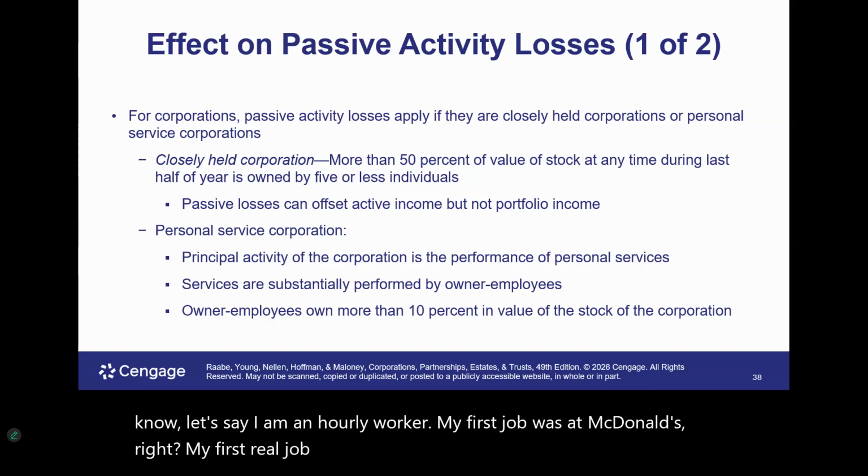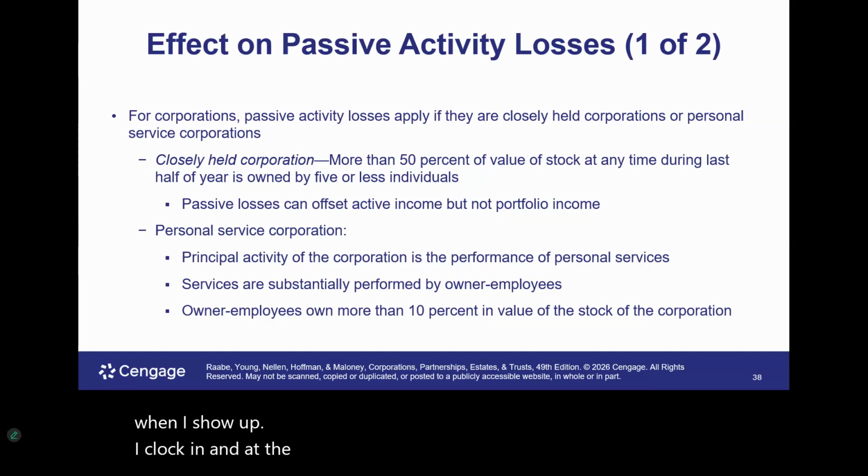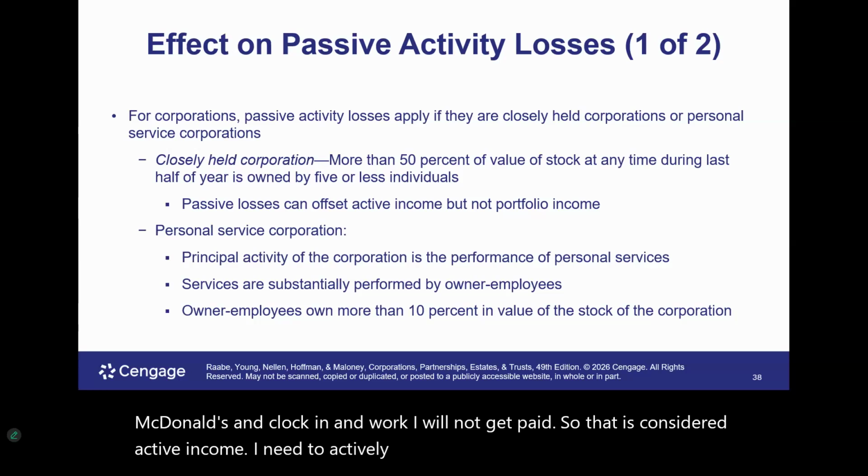So let's say I'm working at McDonald's. When I show up, I clock in, and at the end of the week, I get paid. If I do not show up to McDonald's and clock in and work, I will not get paid. So that is considered active income. I need to actively work to receive that income.